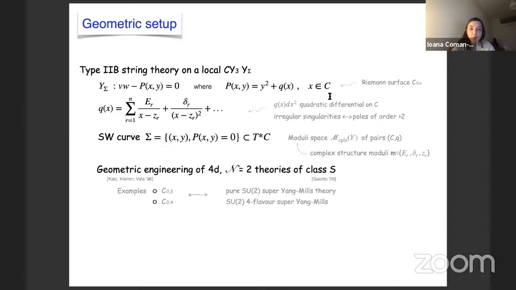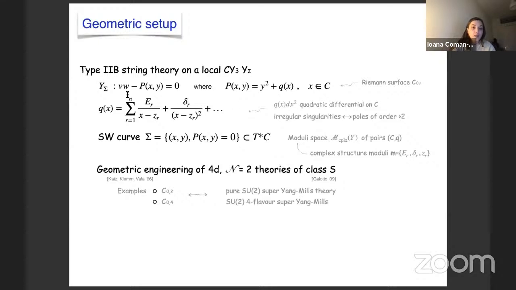on a punctured Riemann surface, P is a degree two polynomial in the parameter Y, and Q of X is a meromorphic function. And I will also refer to this when talking, loosely speaking, as a quadratic differential, having in mind that it is Q of X dx squared, which is the physically relevant object.